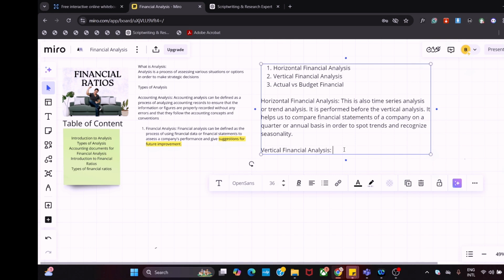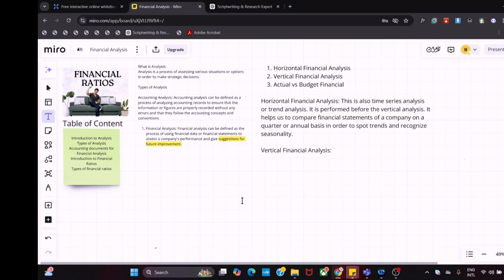When performing vertical analysis, each item on the financial statement is presented as a percentage of the base amount. Each item in the financial statement is presented as a percentage of the base amount. When you're working with balance sheets, the base amount is always the total assets. And when you're working with an income statement, the base amount is always the sales. So now let's make an example.